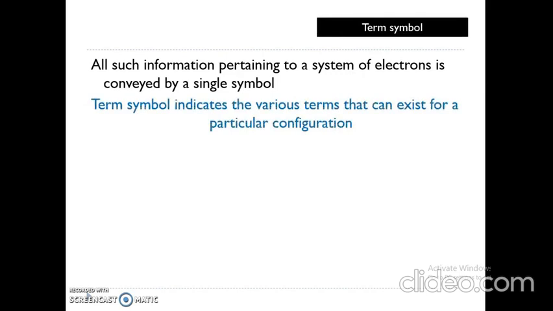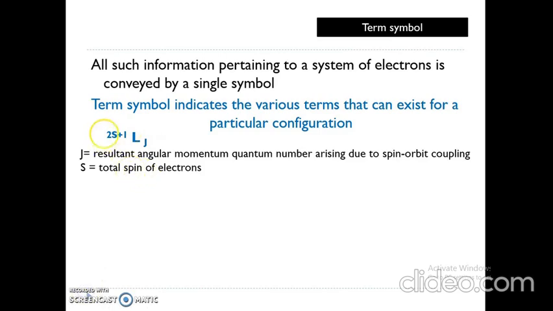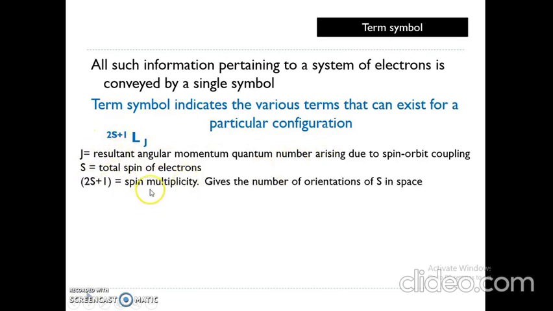The term symbol indicates the various terms that can exist for a particular configuration. A term symbol is written as 2S+1 L_J. 2S+1 is a superscript on the left-hand side, and J is a subscript on the right-hand side. J represents the resultant angular momentum of the term. S represents the total spin of electrons, and 2S+1 represents the spin multiplicity, which gives the number of orientations of S in space.